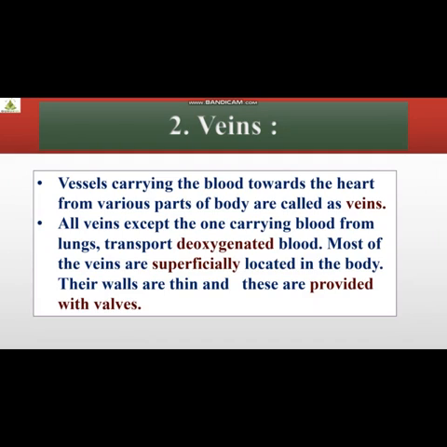Vessels carrying the blood towards the heart from various parts of the body are called veins. Arteries were carrying blood away from the heart. Veins are carrying the blood towards the heart from various parts of the body. Again, all veins except the one carrying the blood from the lungs. If you take it as an exception, all the veins transport deoxygenated blood, blood without oxygen.